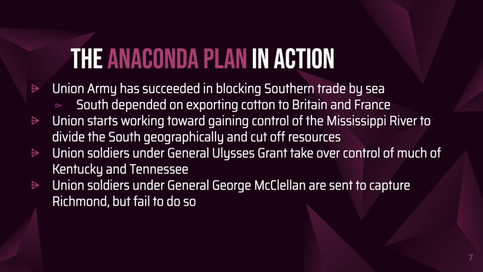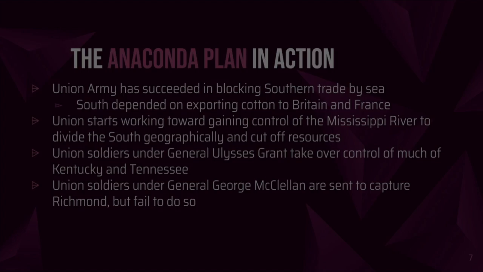So once the Anaconda Plan has been put into place, the Union Army has succeeded in blocking Southern trade by sea. The South depends on being able to export cotton to Britain and France. I know that I already said that, sorry. So the Union is going to start working toward making sure that they have control of the Mississippi. And by this point, Union soldiers under General Ulysses S. Grant have taken over control of almost all of Kentucky and Tennessee. And Union soldiers under General George McClellan are sent to capture Richmond, which is the capital of the Confederacy, but they fail to do so.